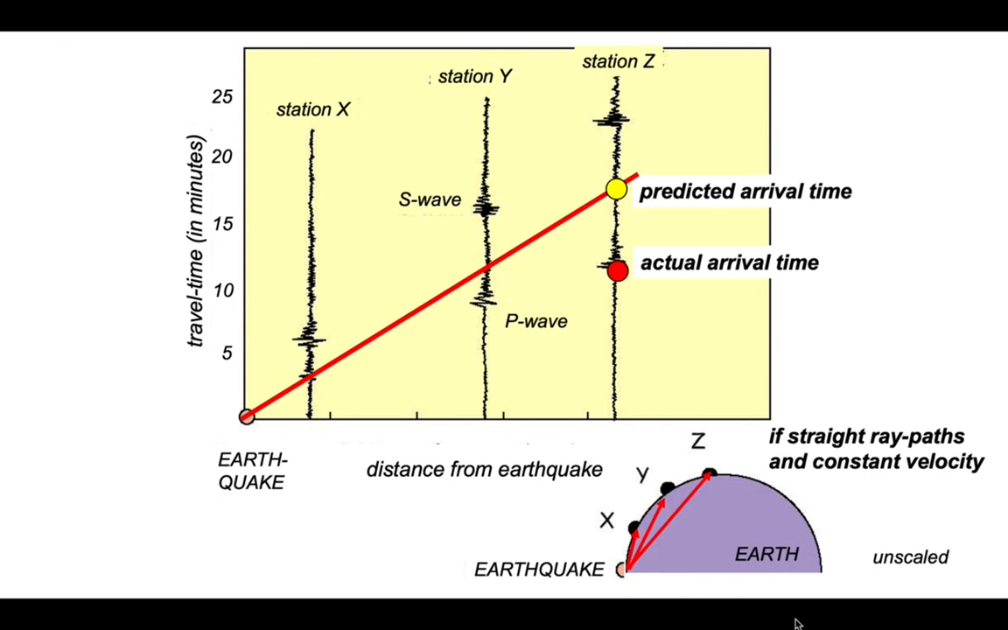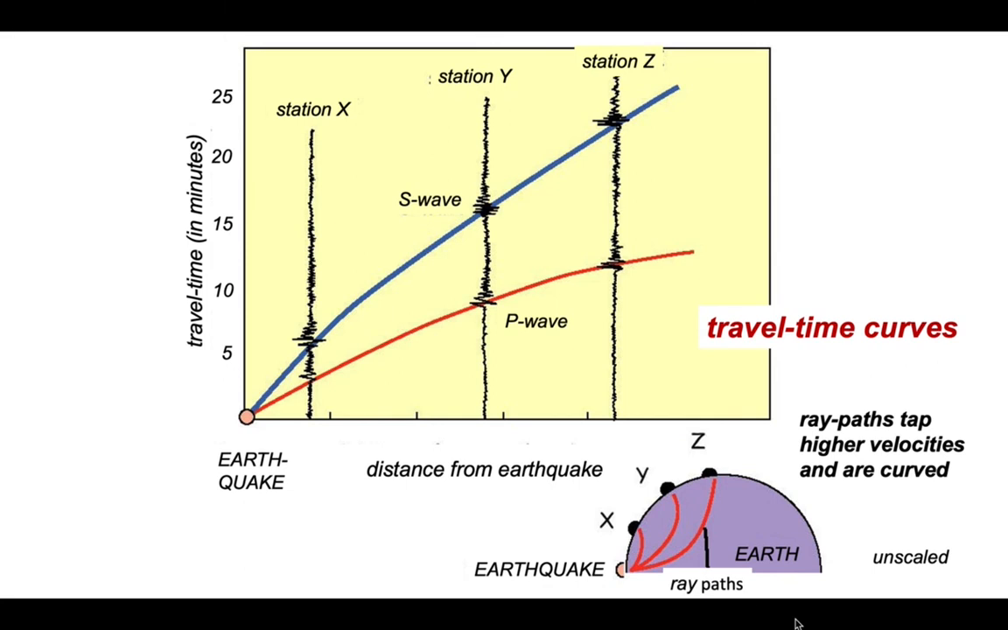So let's plot the actual curves for these arrival times. These are travel time curves for P waves and shear waves connecting up our arrivals through the stations. So in red is our travel time curve for the P waves, and the travel time curve for the shear waves is shown in blue. We'll just consider the P wave for now.